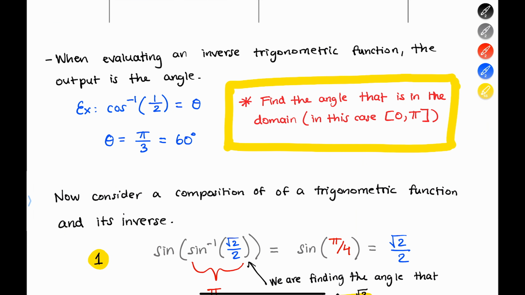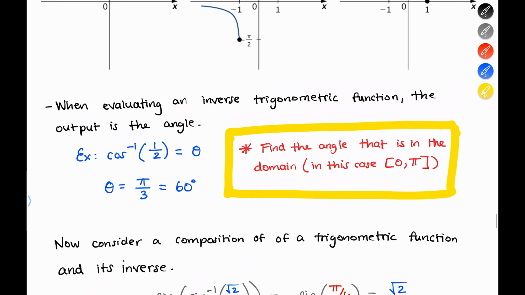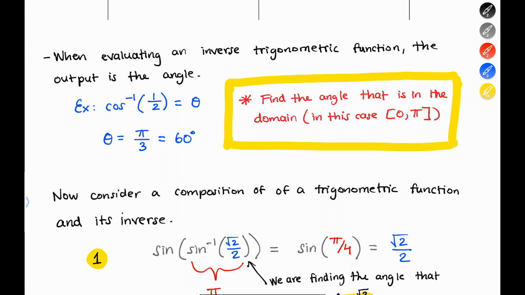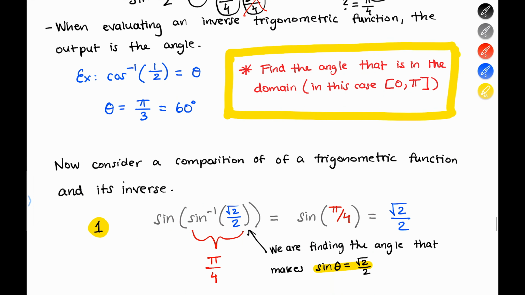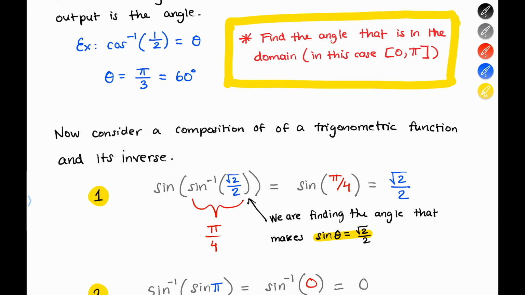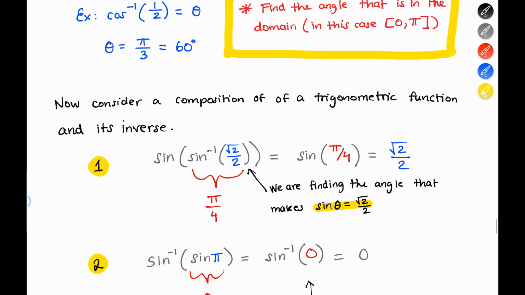And so when evaluating an inverse trigonometric function, the output is the angle. That is an important thing to know. So let's look at this example problem. It says cosine inverse of 1 over 2 is equal to theta. And so we should know that cosine's domain goes from 0 to pi. So that's why theta in this case is pi over 3 or 60 degrees, because we're solving for the angle. So now let's consider a composition of a trigonometric function and its inverse.